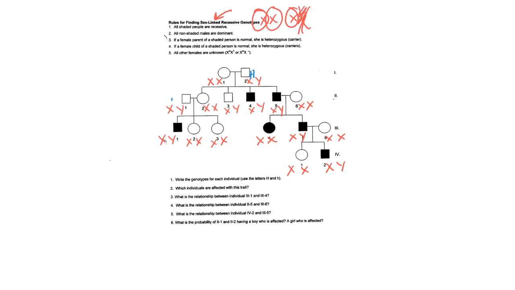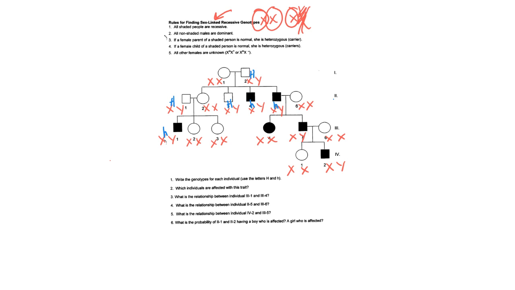Individual 2, 1, again, not shaded, doesn't express the trait. But his son does express the trait, so he has to have the recessive allele. Individual 2, 3, this male in the middle here, is not shaded, so he doesn't have the trait. Shaded expresses the trait, so it has to be recessive. Same with his brother, individual 2, 5.